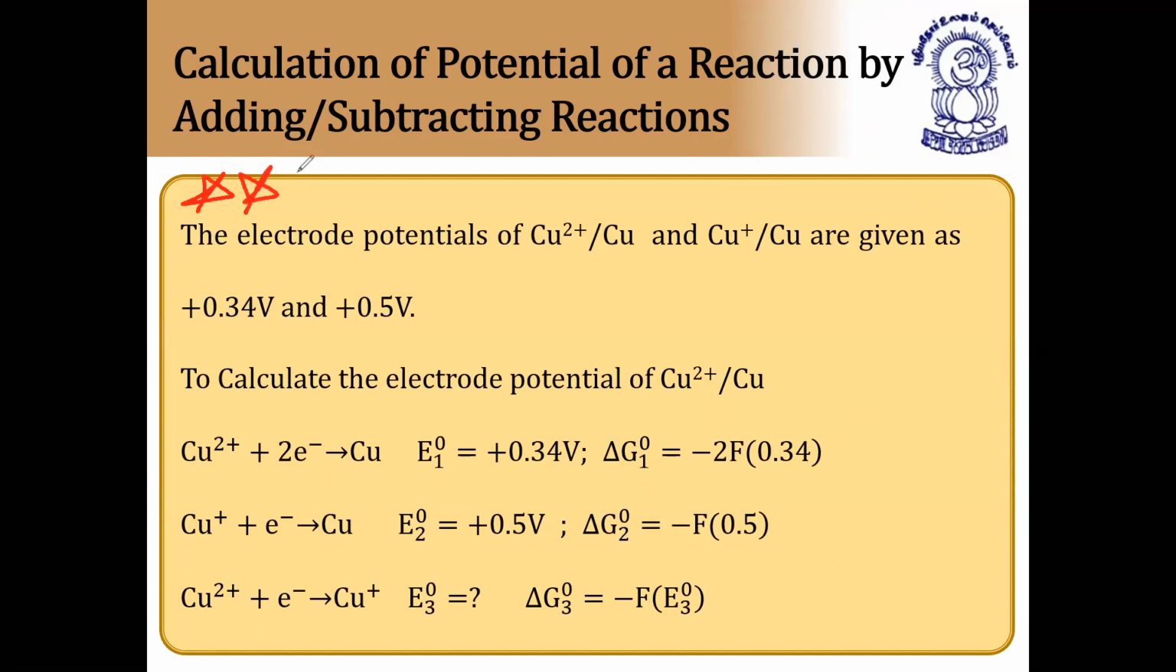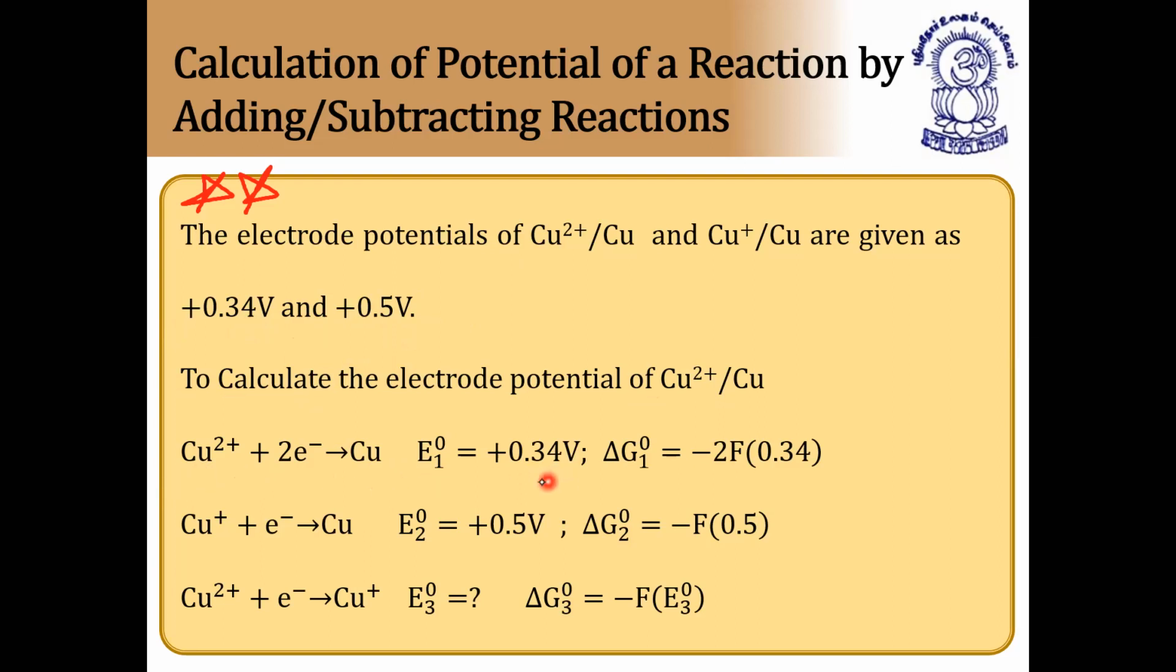So the electrode potentials of Cu plus 2 to Cu and Cu plus to Cu. So it is total 2 electron change, and it has taken 2 steps. That is, first is 1 electron change, second is 1 electron change. So are given as 0.34 volts and 0.5 volts. And by using these values, you can calculate the electrode potential of Cu plus 2 to Cu plus. So that is only they are asking. Cu plus 2 to Cu is given as E1.